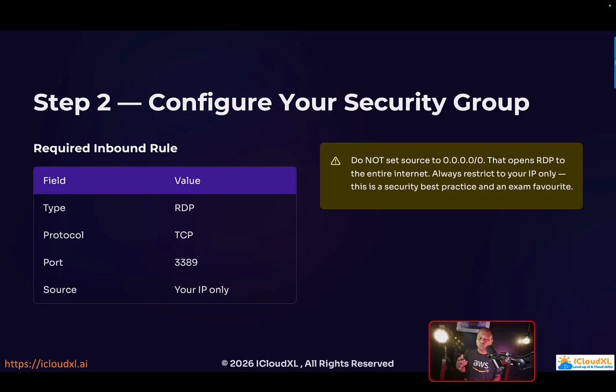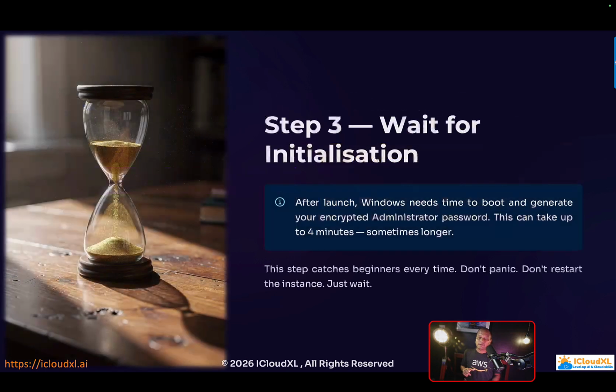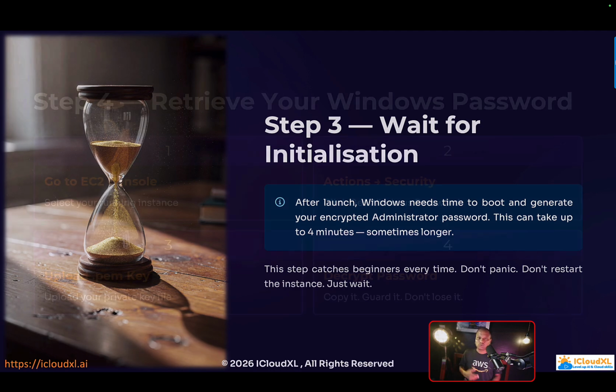All right. Step 1, launch your EC2 instance. And then step 2, configure the security group using port number 3389. And don't allow from anywhere. You only allow access from a specific IP address. That's the security best practice. And step 3, wait for initialization, because a lot of things happen in the middle. So wait for 4 minutes before you try to decrypt the password and try to log in.